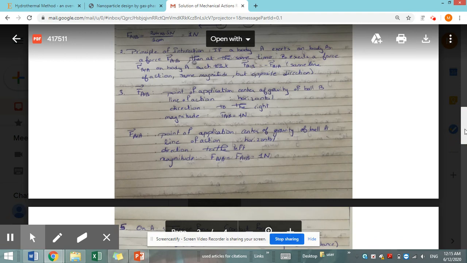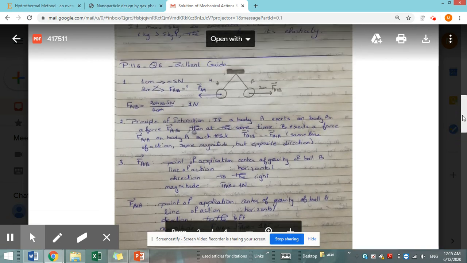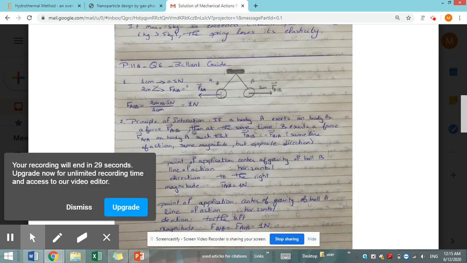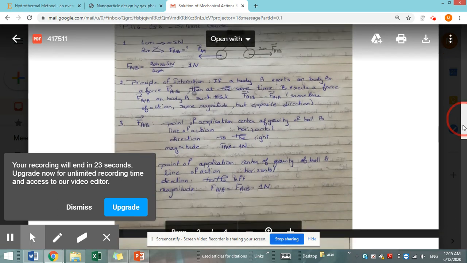Now for part 4, they asked to represent the forces of interaction between the two balls to the given scale. As long as they are equal in magnitude, the force vector FB on A is going to be also 2 centimeters in length. However, its point of application is the center of gravity of A, and it is to the left. For part 5, name and classify the forces acting on ball A.